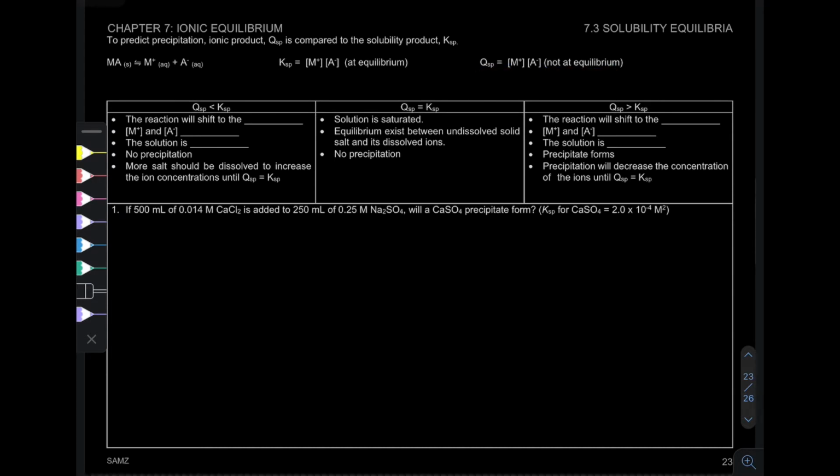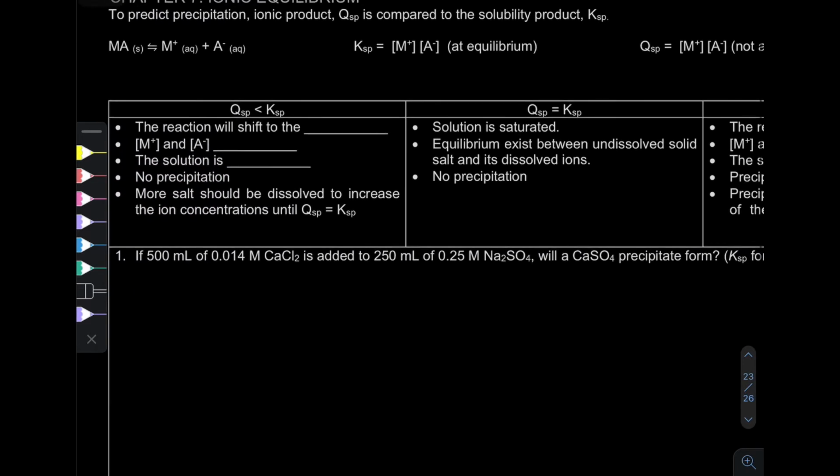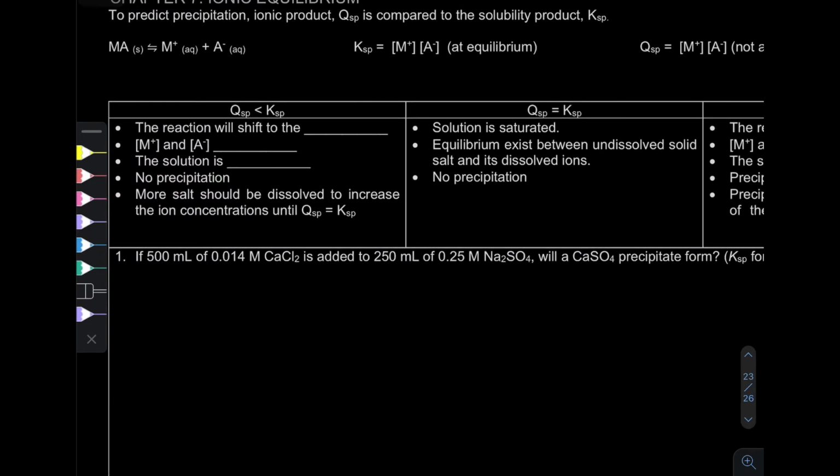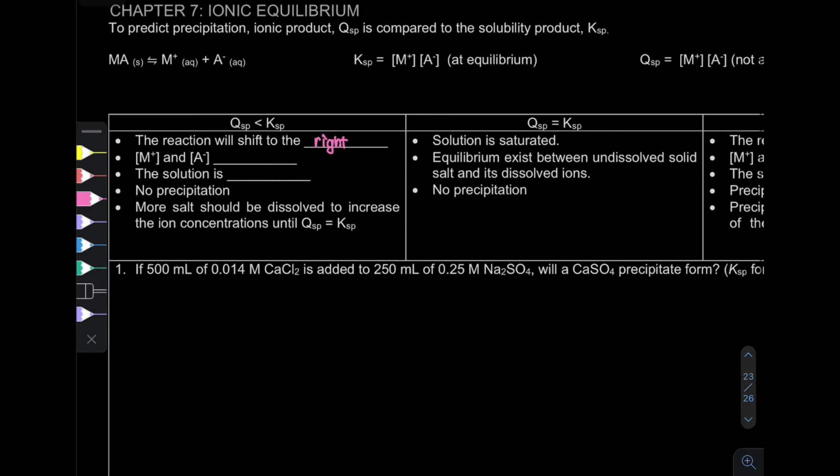Okay, so again, let's look here. First case: when QSP is smaller than KSP, it means that the reaction will shift to the right. When it shifts to the right, it means the forward reaction is forming. So what would happen is the solid will decrease, but the concentration of M plus and A minus will increase. So here I'm just going to write down that the concentration of the ion increases.